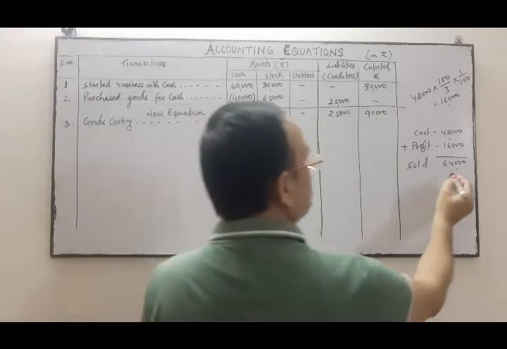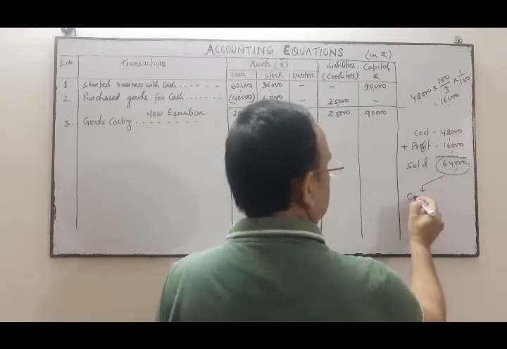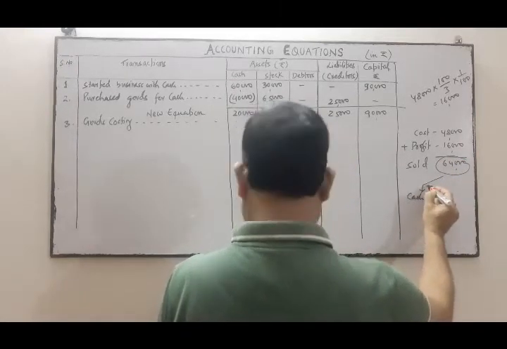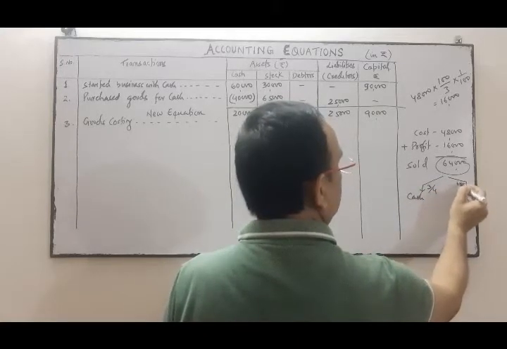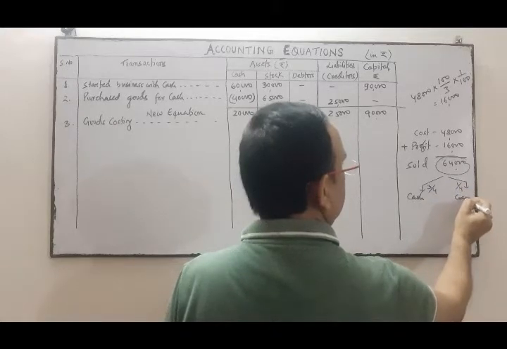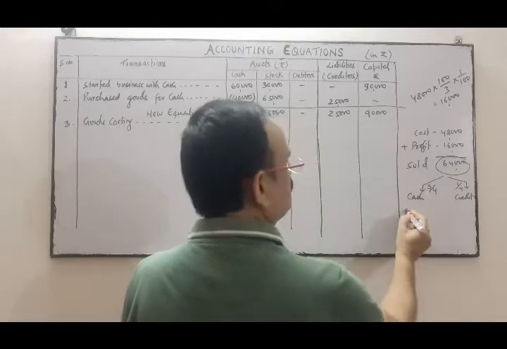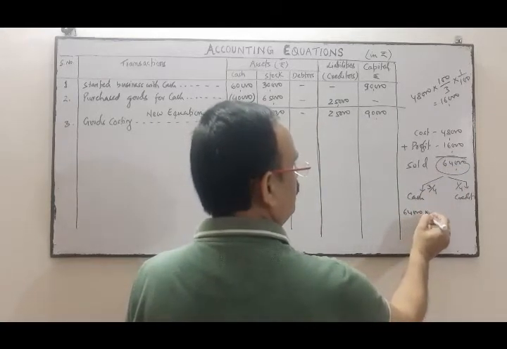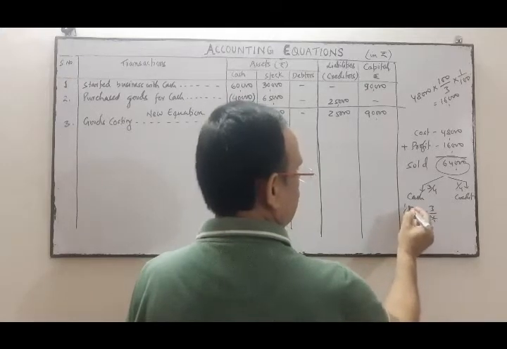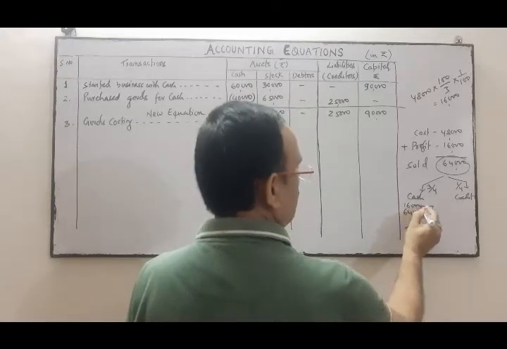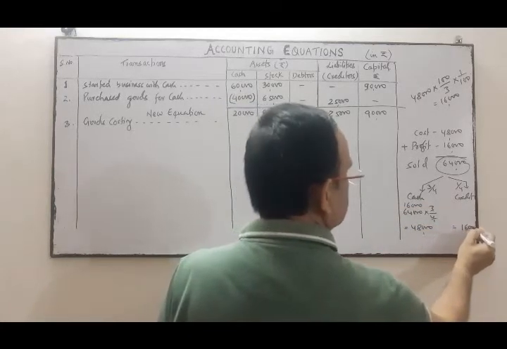3/4 payment received in cash. It means 1/4 is credit sales. So 3/4 of 64,000 is 48,000 and 16,000 is credit.